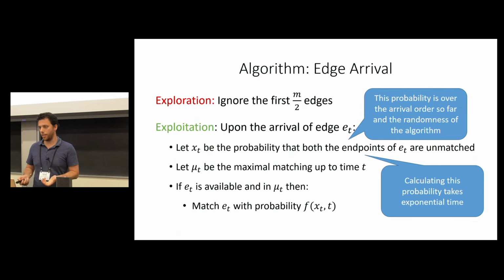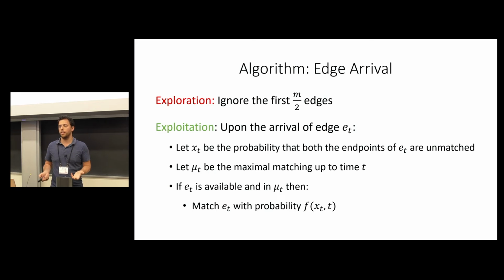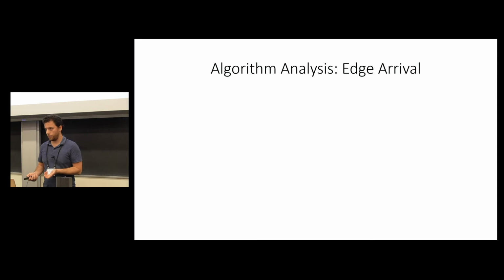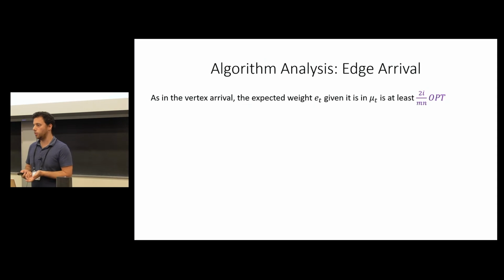And then what we do with this xt is we, again, calculate mu t to be the maximal matching up to time t. Then if et, the current edge, is available and is in the maximal matching up to time t, then instead of matching it like we did in the vertex arrival, we just match it with some probability, which is a function of this xt that we calculate and the time t. OK, so let's go into the analysis.